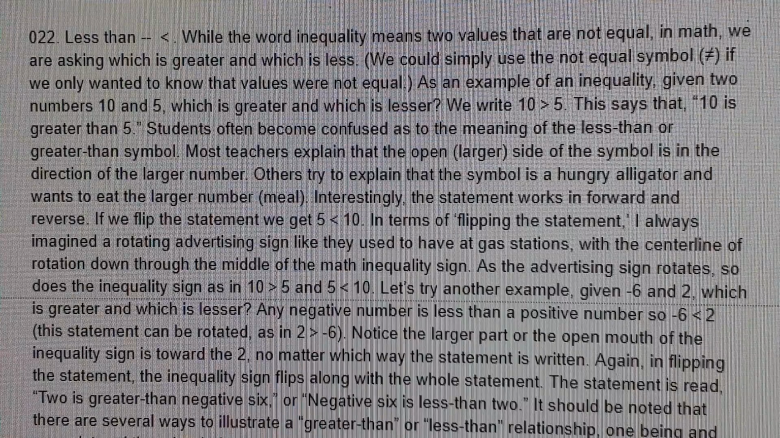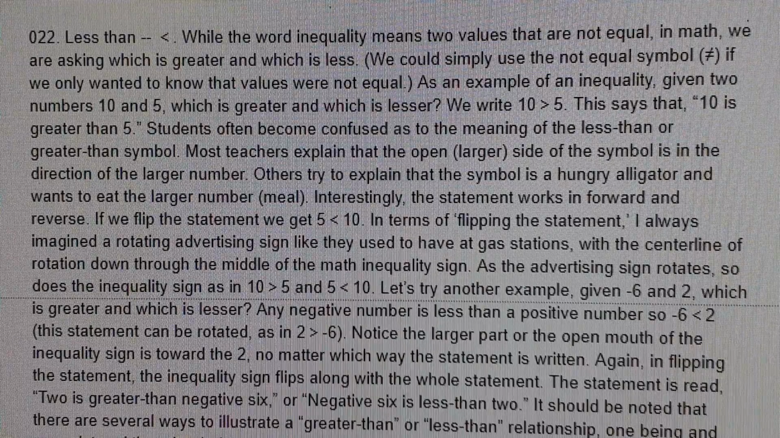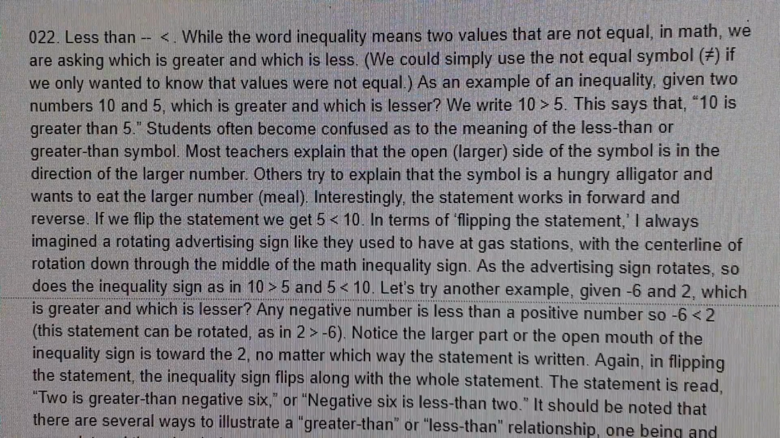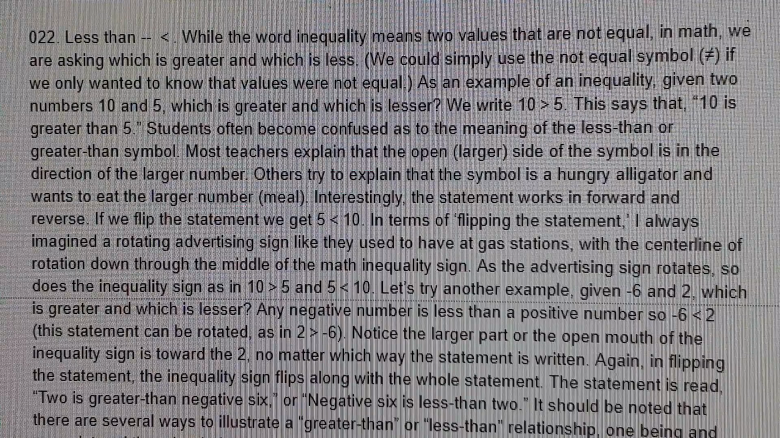And now the inequality sign has been rotated, with the larger side still toward the 2, and the smaller point side toward the -6. Notice the larger part or open mouth of the inequality sign is toward the 2, no matter which way the statement is written. Again, in flipping the statement, the inequality sign flips along with the whole statement. The statement is read, "2 is greater than -6," or, "-6 is less than 2."